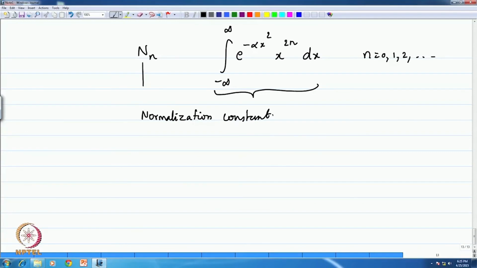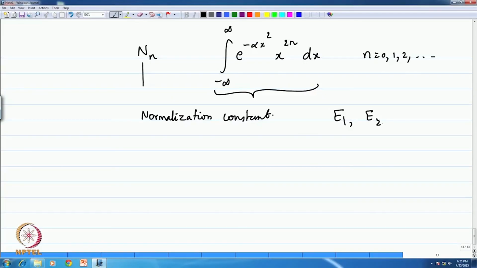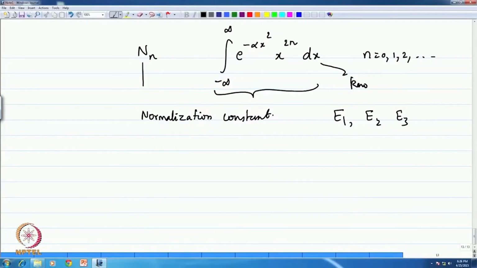In some of the problems and quizzes that follow this lecture, I would suggest that you calculate these constants for the first excited state or the second energy state like E1, E2, E3, etc. You can easily calculate this using simple integral formulas, and this integral is known from integral tables. Okay. You can also calculate this using elementary integration.